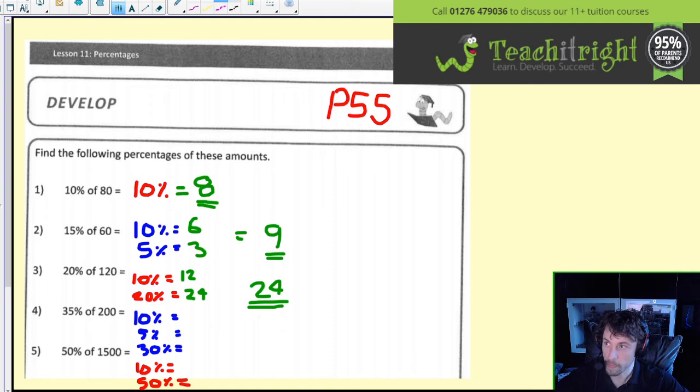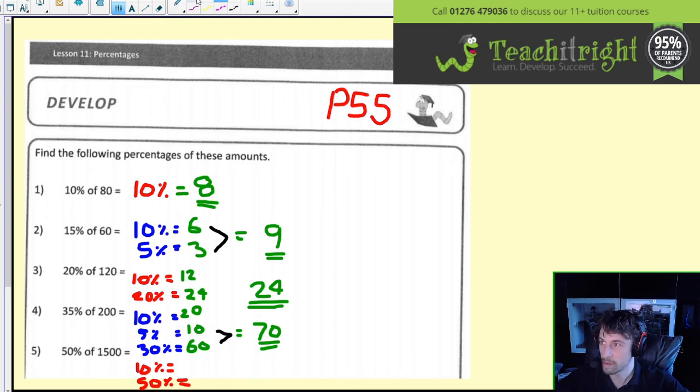For number 4, I always start with 10%, so 10% is going to be 20. 5% is half that, so it will be 10. And 30% will be 3 times as much as 10%, so that's 60. And now actually it's these two here that are combined together. Well, these two here, the 30 and the 5, that are going to combine together to make 70, which is my answer for number 4. So I'm adding 30 and 5 to make 35%.